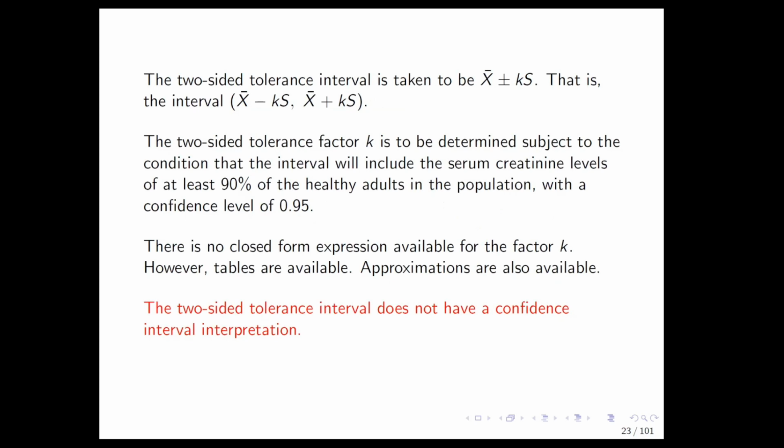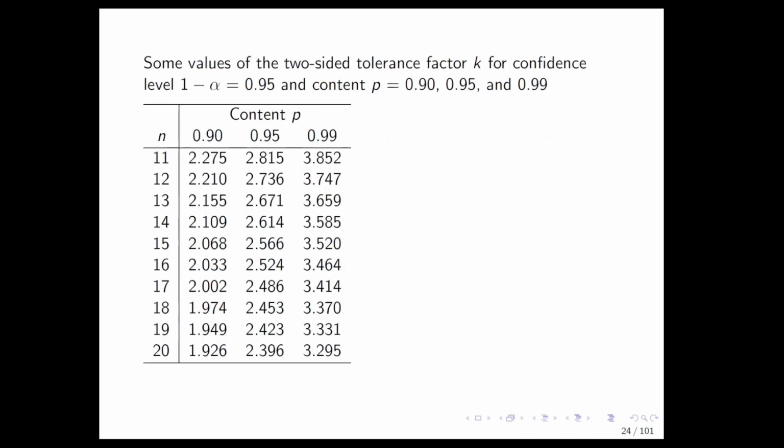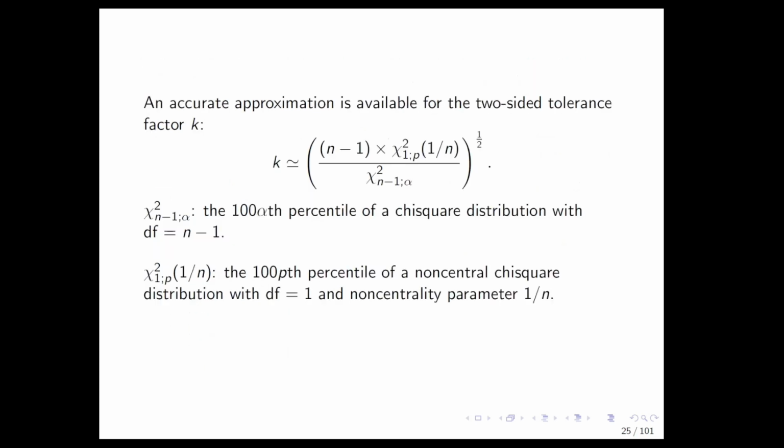So the upper tolerance limit was a confidence limit for a certain quantile. The lower tolerance limit was also a confidence limit for a quantile. The two-sided tolerance interval is not. This is not a confidence interval for anything. Okay. So now it is a matter of computing the factor k. There is no closed form expression. There are good approximations. There are also extensive tables available. So I have listed the factor k for a few values of the sample size n and also the content p when the confidence level is 0.95.